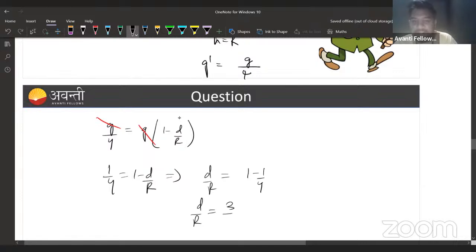This will become 3 by 4. So d is equal to 3r by 4. Hopefully this is clear.